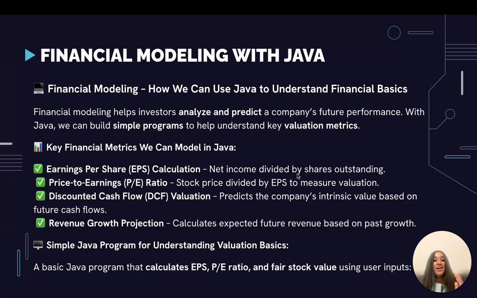So, this is just a quick example of how Devon stock works, but let's move on to something even more interesting, financial modeling with Java. So we can actually use Java to understand financial basics, and it really helps investors to analyze and predict a company's future performance. In Java, we can build simple programs to help understand key evaluation metrics. So some examples, like I mentioned before, we can actually model this in a Java program. So here is a basic Java program that calculates EPS, P to E ratio, and fair stock value using user inputs. Let's take a look.